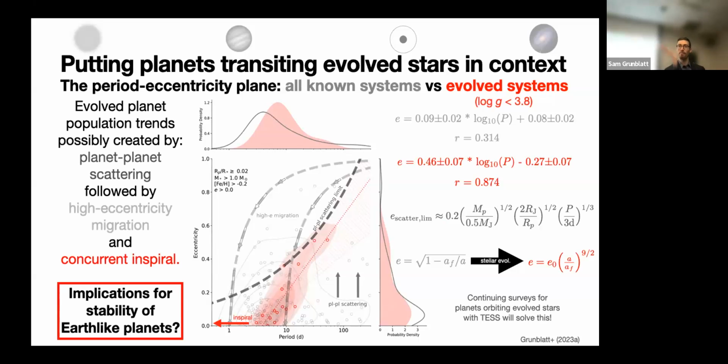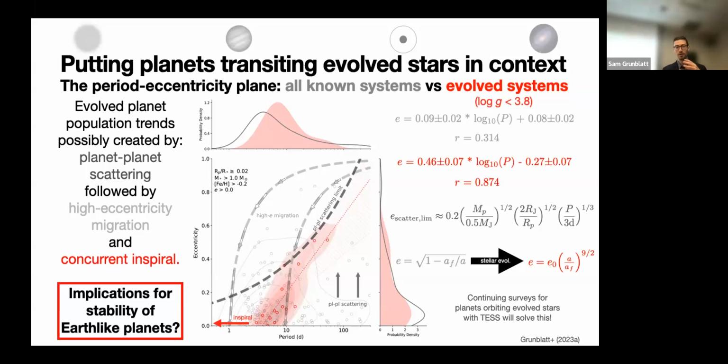And as they get scattered, that can pump up their eccentricities at longer periods. And that can actually reproduce the sort of features that we're seeing in the evolved population. And in fact, if things get scattered too much, they can get pushed into the high eccentricity migration regime and then end up as hot Jupiters around more evolved stars. If they end up on 5 to 10 day periods, they can hang out there for a while. If they end up on even shorter periods, they might in-spiral basically right away.